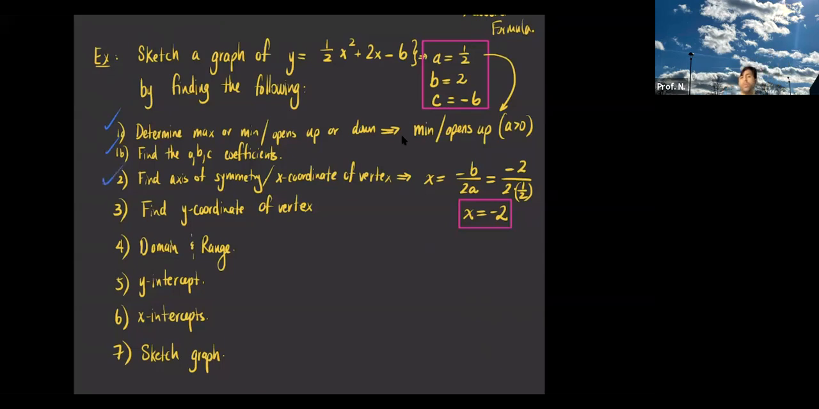So step 2, done. Step 3, how do you find the y-coordinate of the vertex if I know the x-coordinate of the vertex? What must I do to find the y-coordinate?